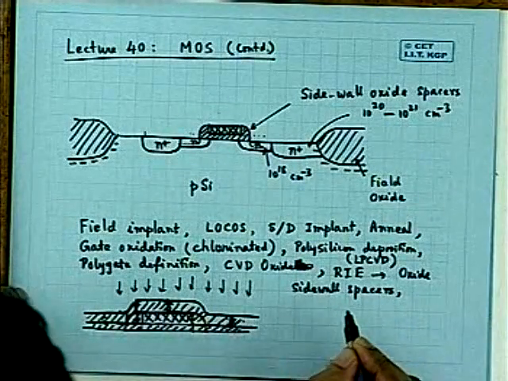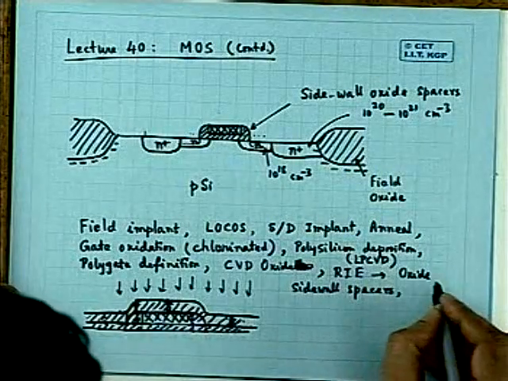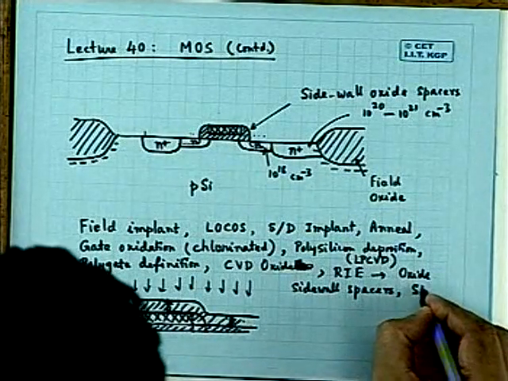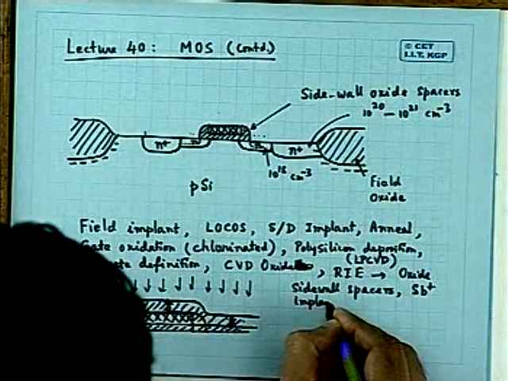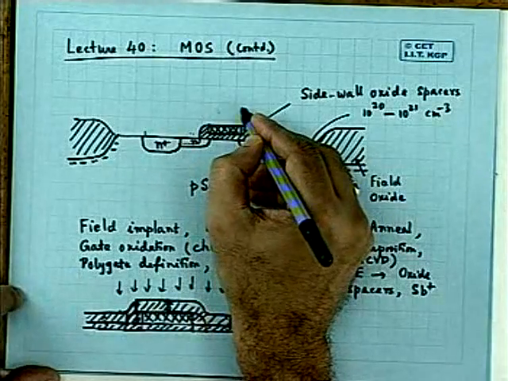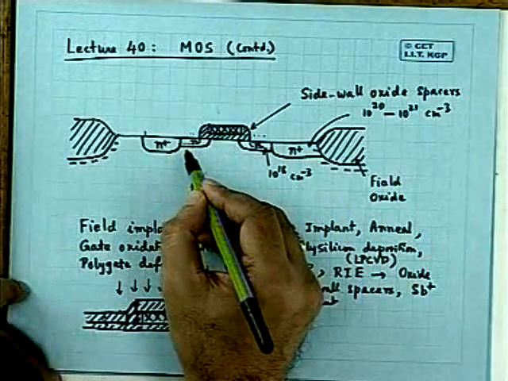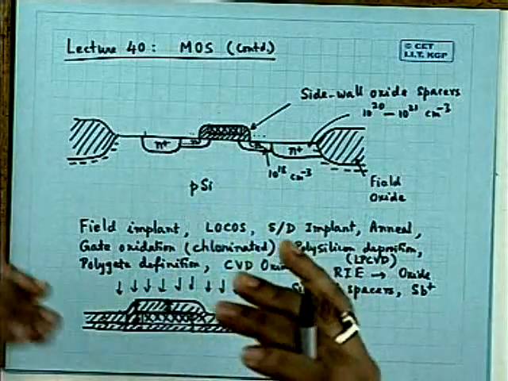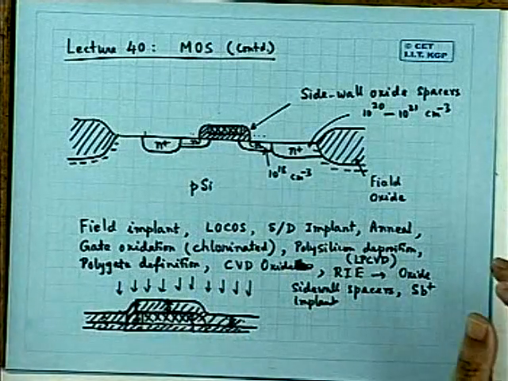Then what you did? You did some antimony implant, which makes the polysilicon N plus, as well as this region also a little bit N plus, not that N, concentration has to be adjusted properly. Then you do some kind of doping.